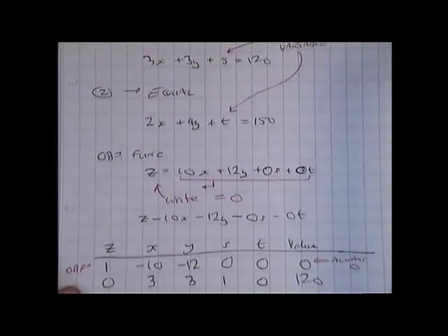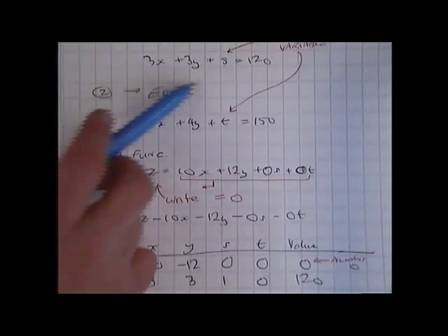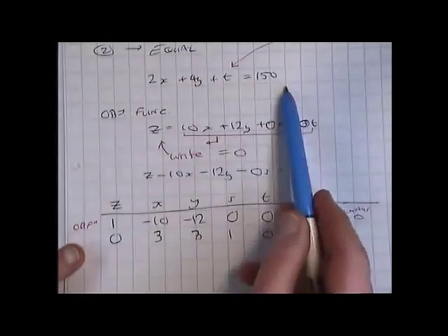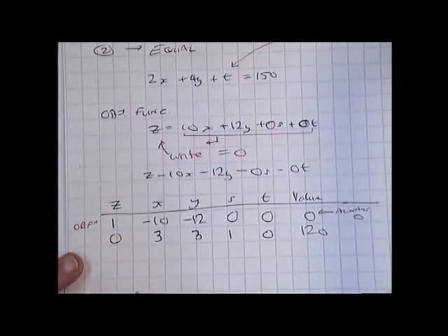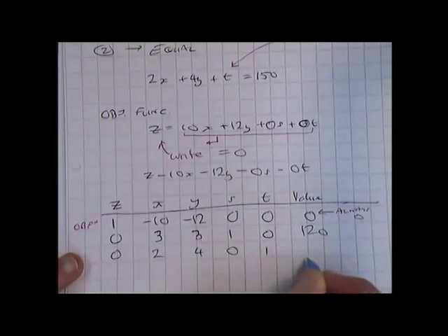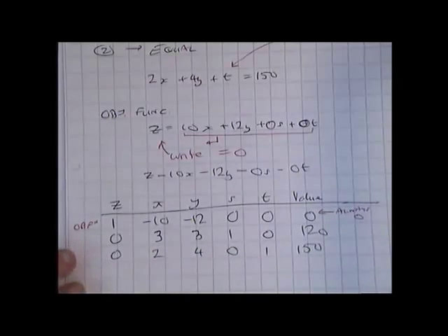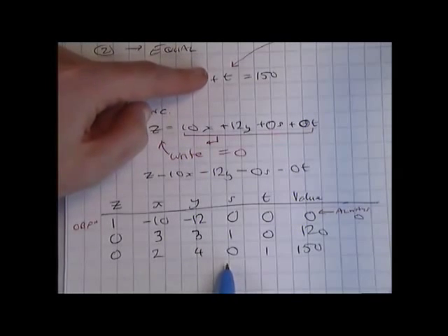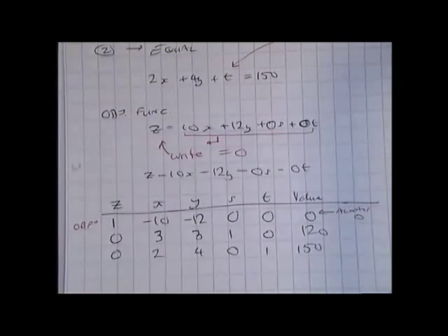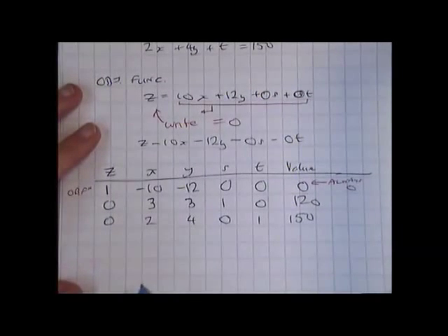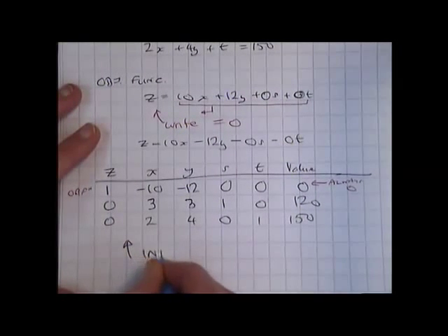So that was going from that constraint written down as an equality. How do you think we're going to write this one down? How is that one going to appear in this row? Just follow the pattern we've just done. 0, 2, 4, 0, 1. That's exactly right. There were no z's, there were 2 x's, 4 y's, no s's in this one, but there was a t, and we had 150.